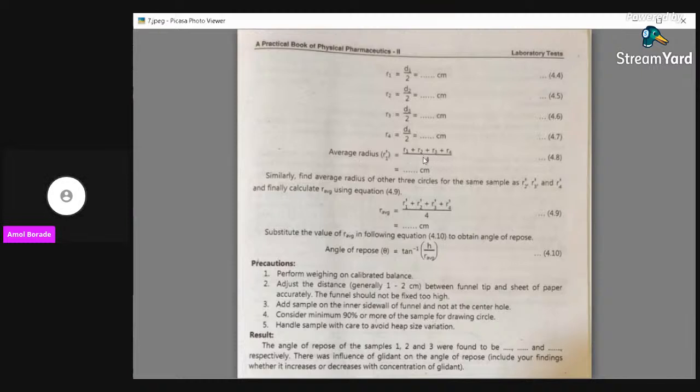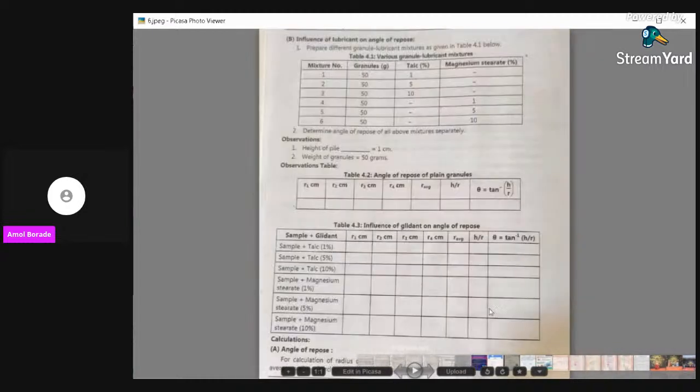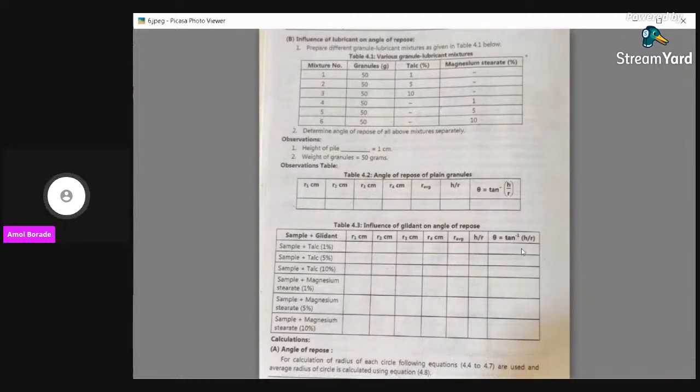Okay, further we have to take the average of that. So I'm skipping this average. You can straightaway take the radius of all the batches. It should be mentioned here. And in this case, you will find out the H upon R, which we did earlier, and then you have to find out the theta by taking the tan inverse of the value that you obtain for H upon R for each batch, for each circle.